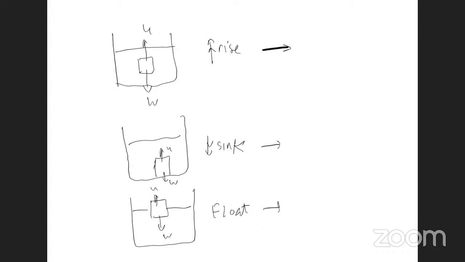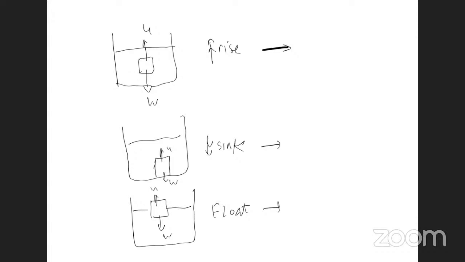All right. So here we have 3 scenarios, right? And as I told you before, the two main forces acting on the object are upthrust and weight. Here we have three scenarios. I would like an object to rise in water. I would like an object to sink in water. And I would like an object just to float.